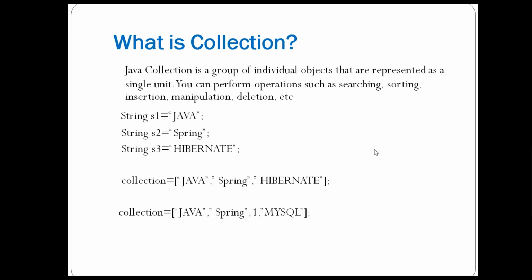Suppose we have three objects here, S1, S2, and S3. So I want all these three objects in one collection so that I can perform operations on that collection. Like I can sort my collection, I can search, I can delete, anything I can perform. So that thing we can achieve by using the collection.